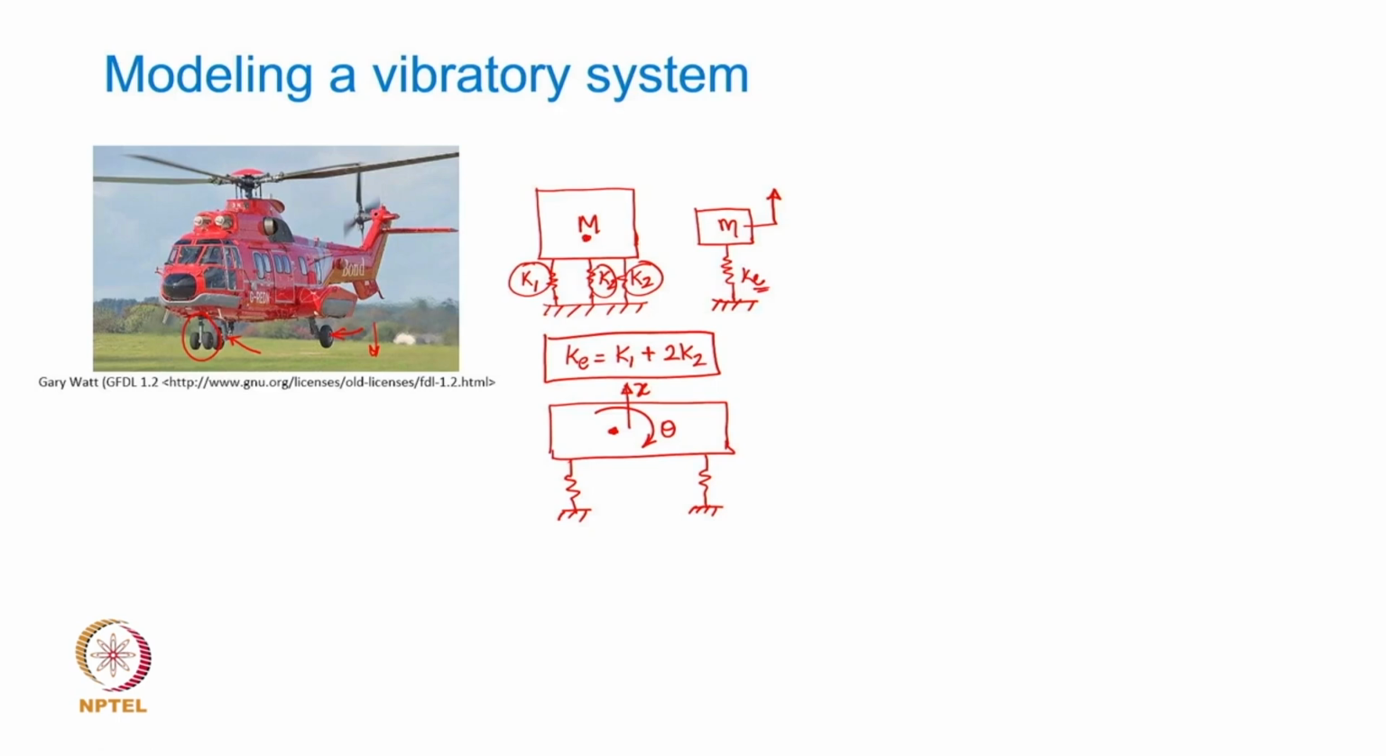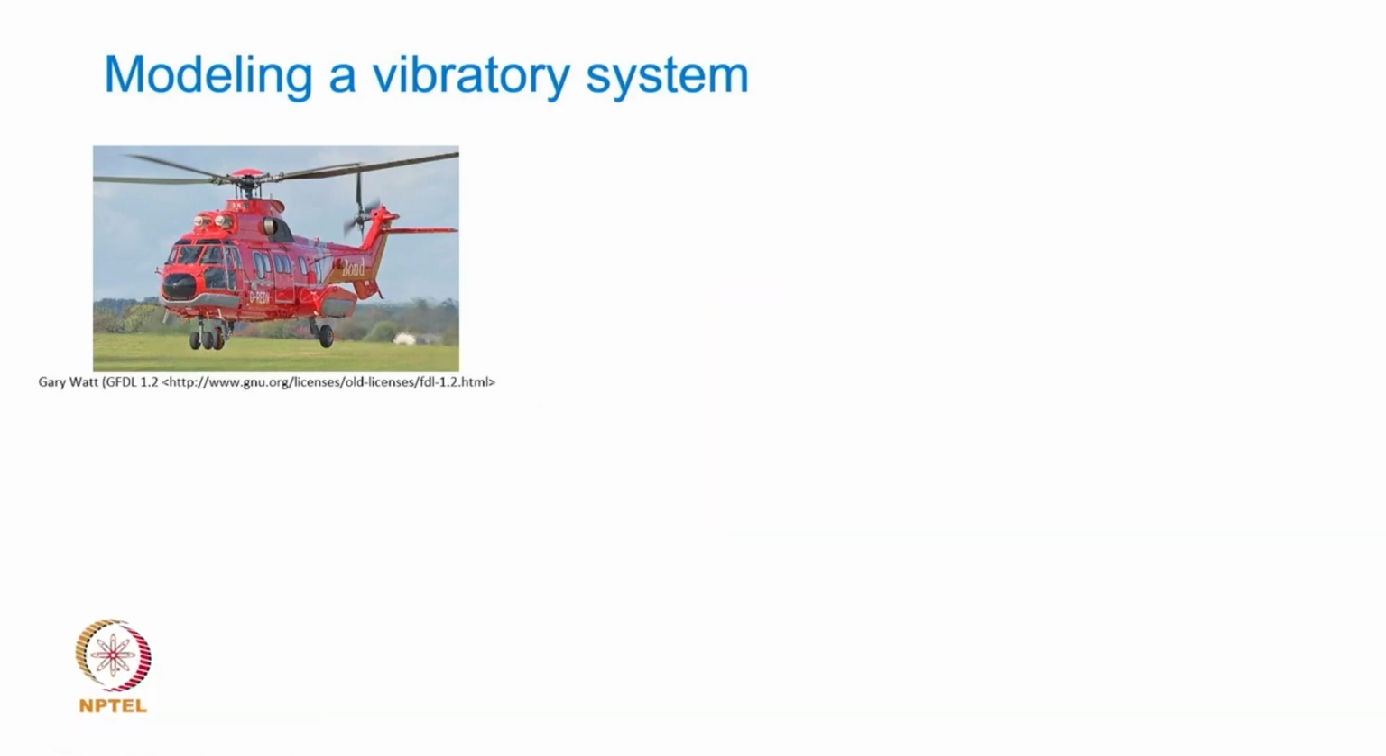You can also find out the governing equation of motion, but that part we are going to learn in the 2 degree of freedom system discussions, and in the initial part we are only going to focus on a single degree of freedom model. Okay. So, this is how I can model the system using springs in parallel in this particular case.